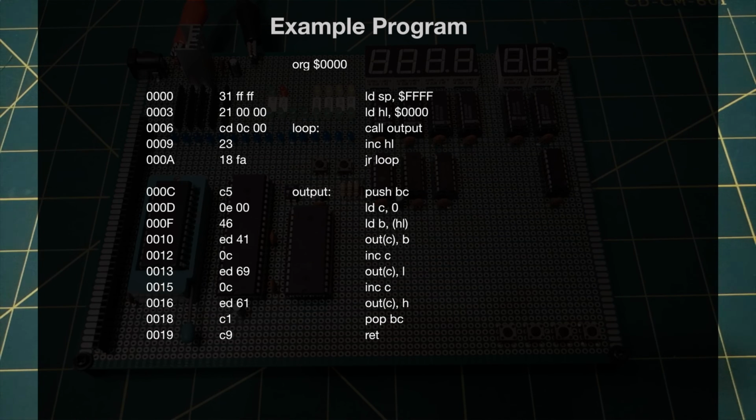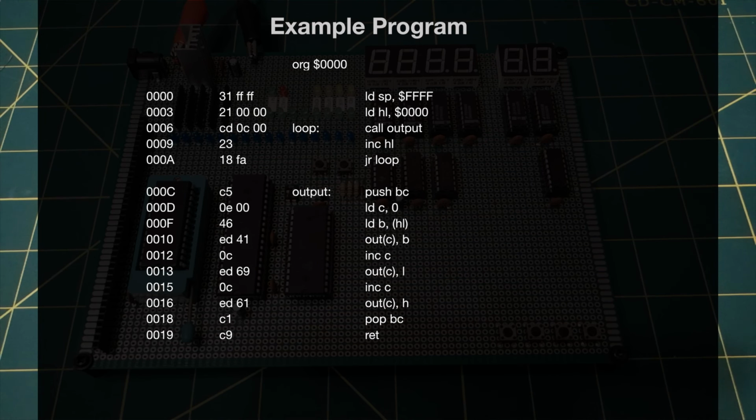And then I'm going to do an inc C, and I'm going to do out C, L, and then inc C and out C, H. So the contents of HL, which is the memory address, will be put onto the red LEDs. Then I just pop BC and return.